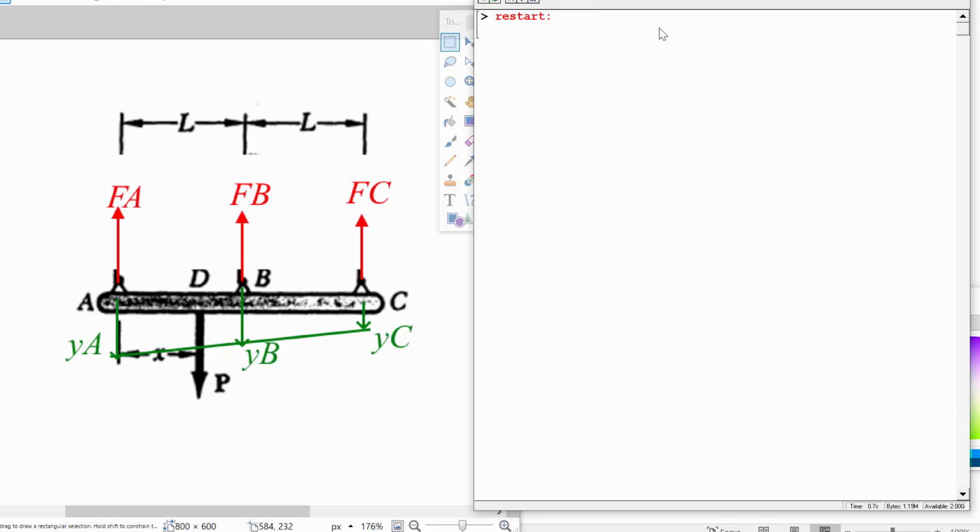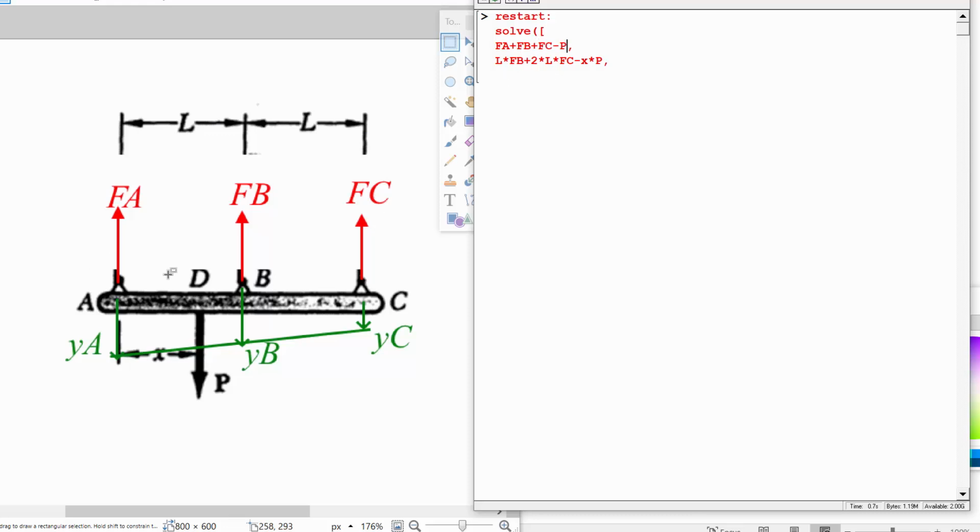So let's start off with the net force equations. So we have FA plus FB plus FC minus force P in the downward direction. Then we can write a torque equation. That's going to be, let's say, about point A. We're going to have L times FB plus 2 times L times FC minus X times P. Next up, that's it for the statics equations. You can see we've got a lot of unknowns. Let's pretend that the length and X and what P is would be known.